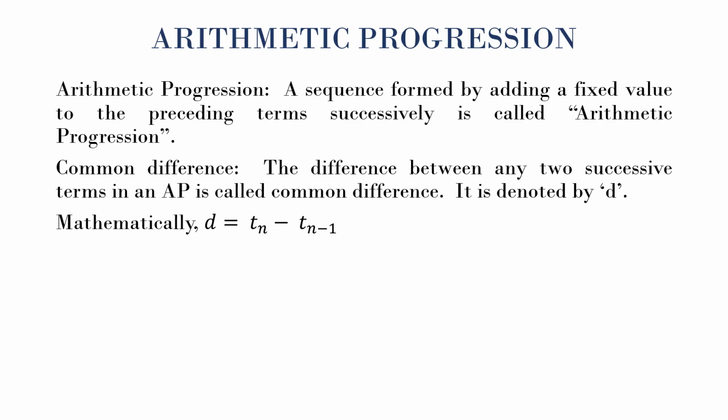Mathematically, the common difference D is equal to Tn minus Tn minus 1. That means the difference of succeeding term minus preceding term.